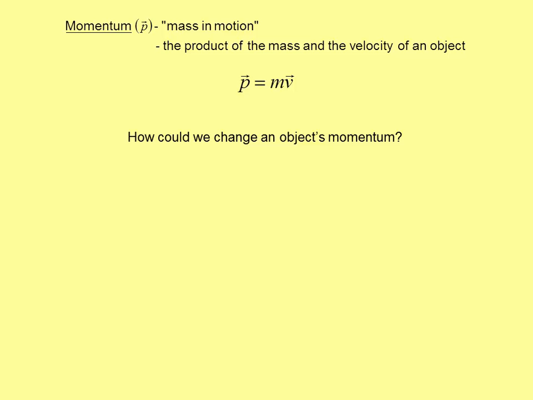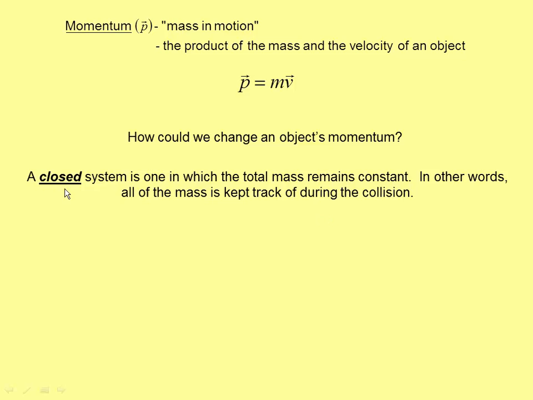So how could we change that object's momentum? Well, if you look at the equation, there's going to be one of two ways. Either you will change the mass of the object, or you could change its velocity. Now, we're going to focus here not on changing the mass of an object. In this unit, we're going to generally look at systems which are known as closed. A closed system is one in which all of the mass remains constant. It doesn't change, if you will.